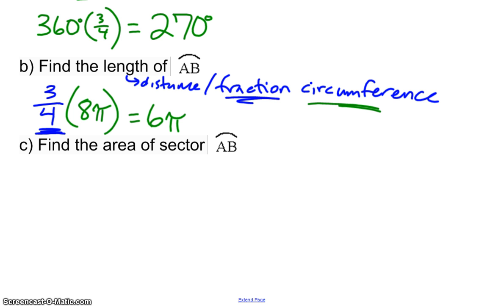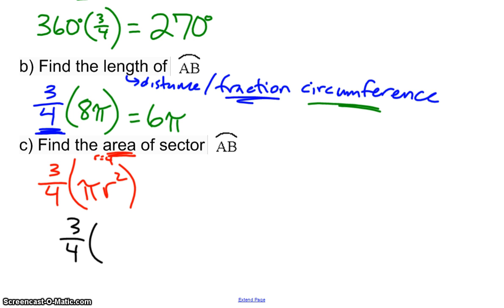And last, we're talking about the area of that sector, and again, it's 3/4 of the circle that is going to be shaded in. This time we're taking the fraction of the area, which is pi r squared. So we can plug in the radius of 4. In this case we're taking 3/4 of 16 pi, which would give us 12 pi.